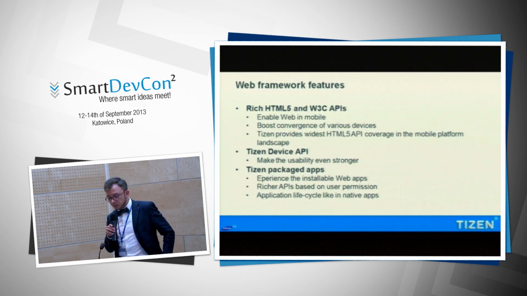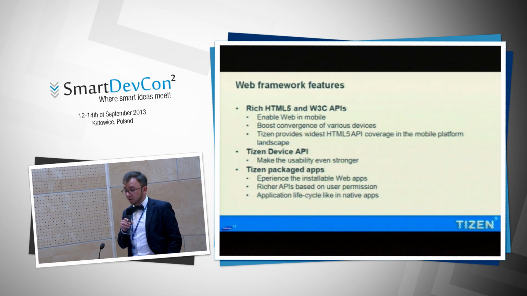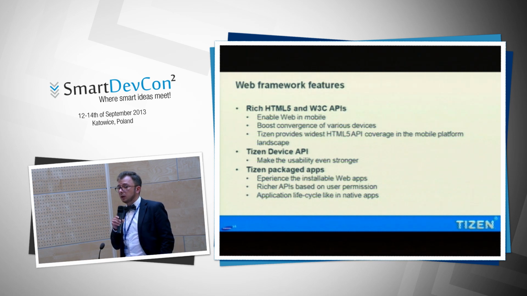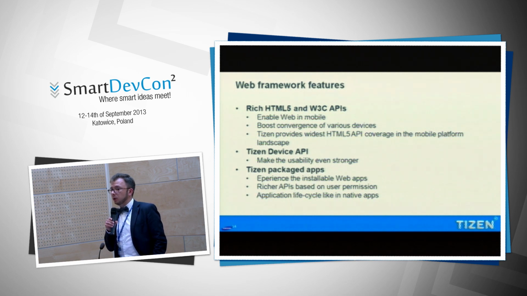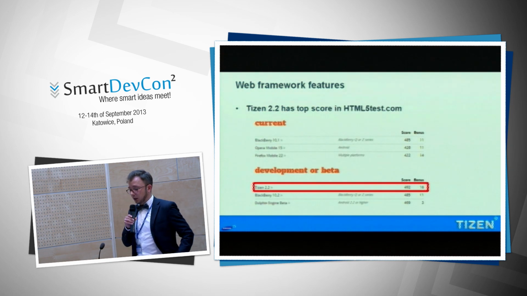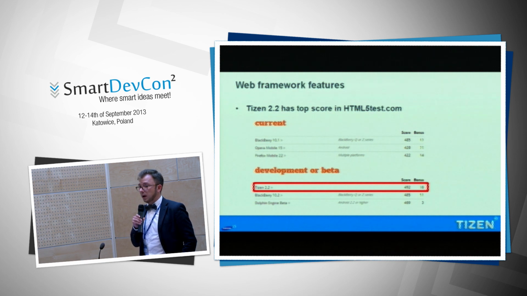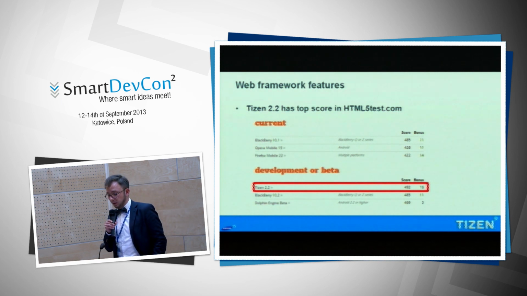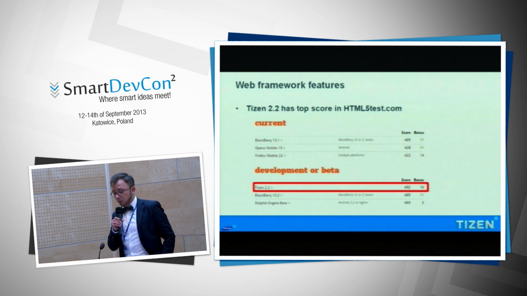Okay, so about the web framework. It's actually the things that I've already said, that HTML5 and W3C APIs are available, and last time I checked, there is no platform that has more available features on the market right now or in the development phase. And here is information from the HTML5test.com website. Tizen 2.2 actually has the biggest score in terms of what is supported and what is not supported from HTML5.